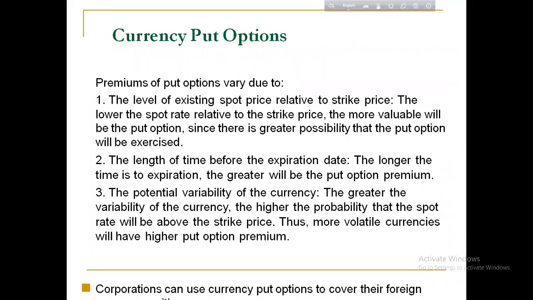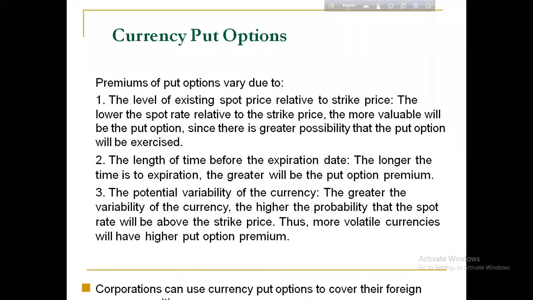So for currency put options, premiums of put options vary due to, number one, the level of the existing spot price relative to the strike price. The lower the spot rate relative to the strike price, the more valuable the put option will be, since there is a greater possibility that the put option will be exercised. Number two, the length of time before the expiration date. The longer the time to expiration, the greater will be the put option premium.